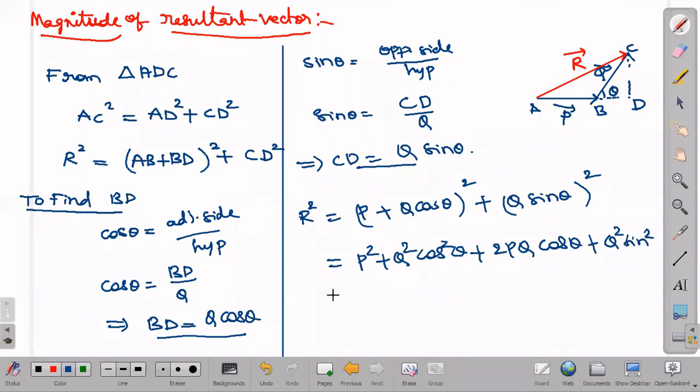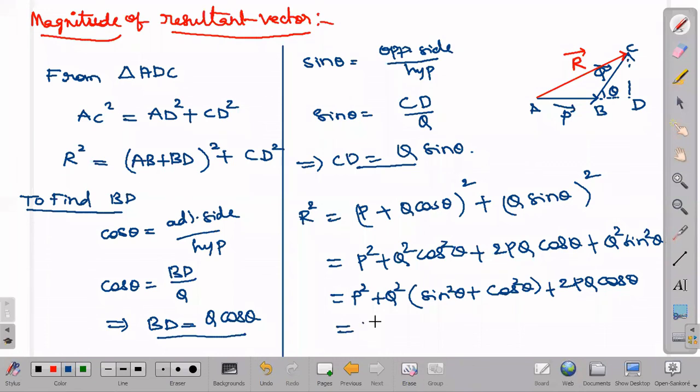Right? Now here Q square has come two times. I am taking Q square common. If I take Q square out, here is one sin square theta, here is one cos square theta. So we get sin square theta plus cos square theta, plus 2PQ cos theta. Sin square theta plus cos square theta is 1 from trigonometric identities. So we get P square plus Q square into 1, which is Q square, plus what is left, 2PQ cos theta. This is our R square.